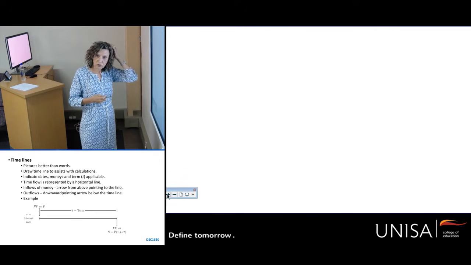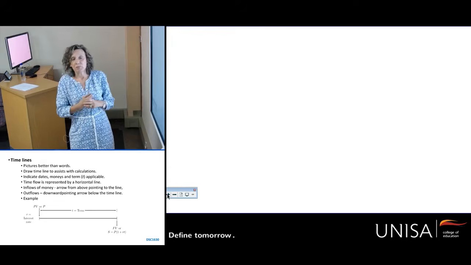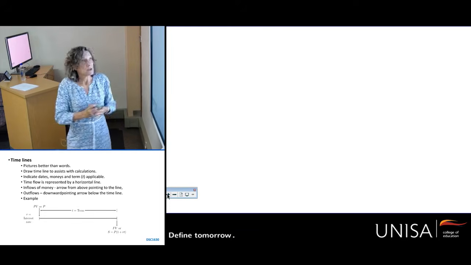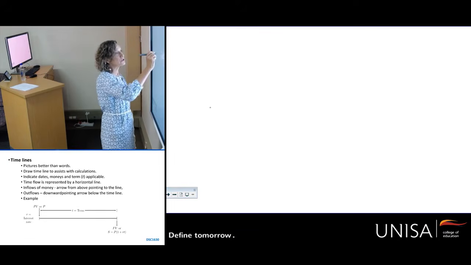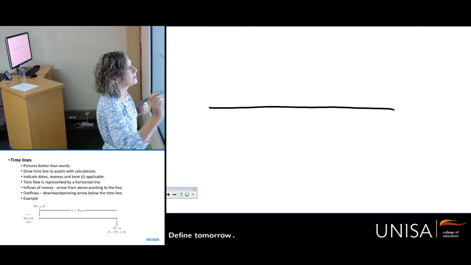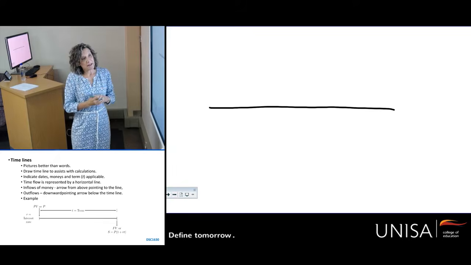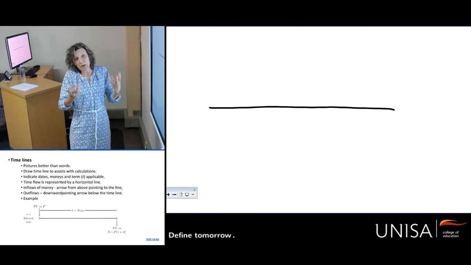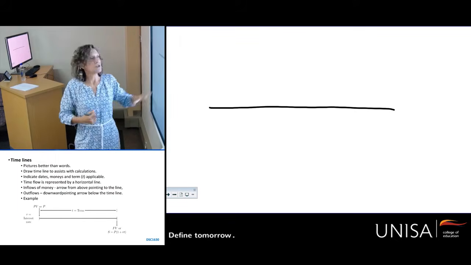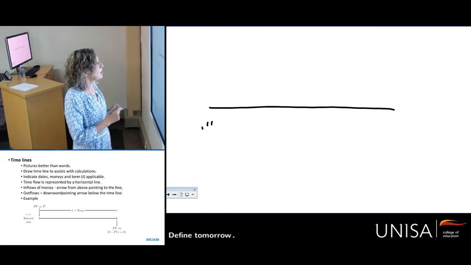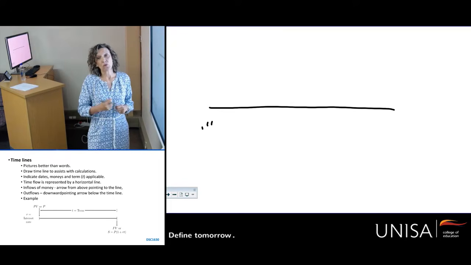So we all know that a picture is much better than words. So what we do is we draw a timeline to indicate the time we were working with, the money that goes in, maybe we're investing or borrowing, and the amount that we get out at the end of the day. So it's the time flow as well as what we call our money flow.